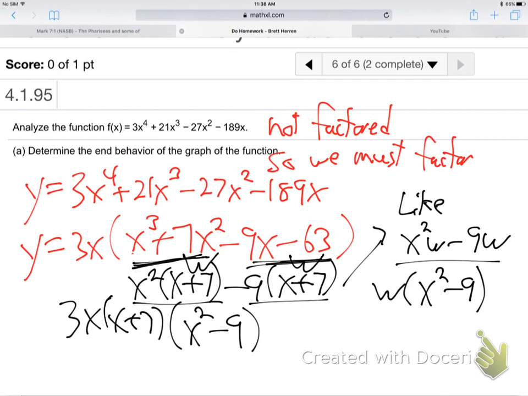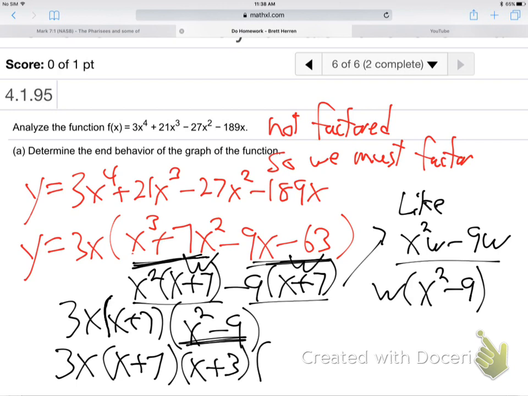And then the one more step is this X squared minus 9. That's X plus 3, X minus 3. And then we have it. So 3X, X plus 7, and then this piece is X plus 3, X minus 3, like that. Does that make sense? So there it is. It's completely factored at that point. And then the rest is normal. Find your zeros, find your increasing, decreasing, turning points, all that.